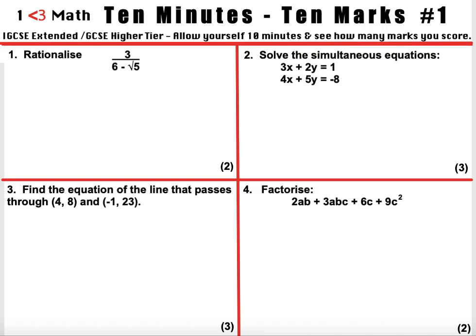So welcome back. Hopefully you've had a chance to have a go at these questions, and don't worry if you've struggled on any of them, because I am now here with the solutions. So the first one is to rationalise 3 over 6 minus root 5.